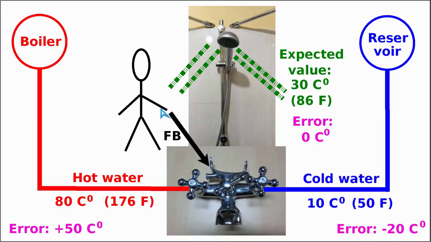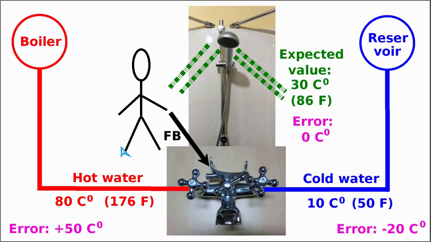Okay, so let us assume that our controller here, or this person, has finally reached an error of 0, so the water coming out of the shower head is exactly 30 degrees. So now our person is happily singing below the shower and all is great.